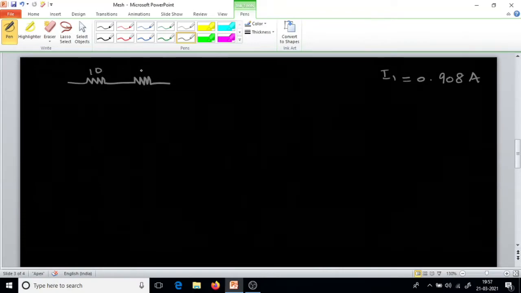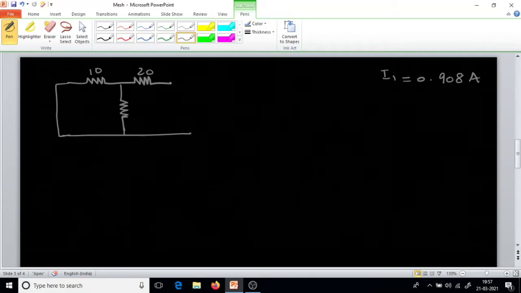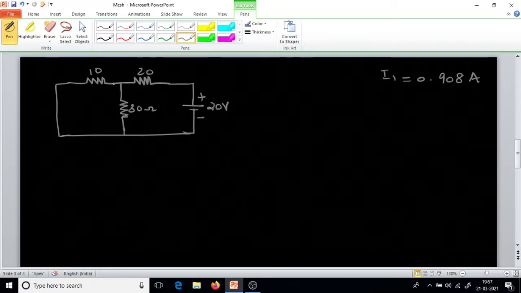So this is 10 ohm, 20 ohm, 30 ohms. Now what I do, I am going to deactivate the 50 volt source. So we will replace it with a short circuit. So this will be 20 volt. Now we have to find, due to this 20 volt, what is the current flowing through this 30 ohm resistor. So I will mark it as I1 dash, I2 dash. Now we will simplify.